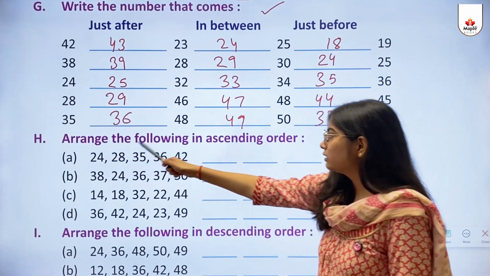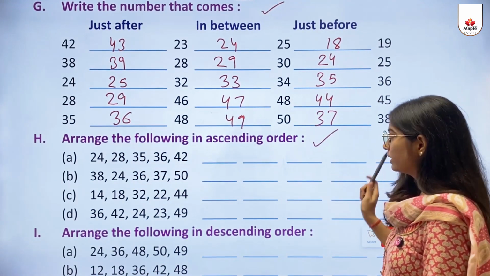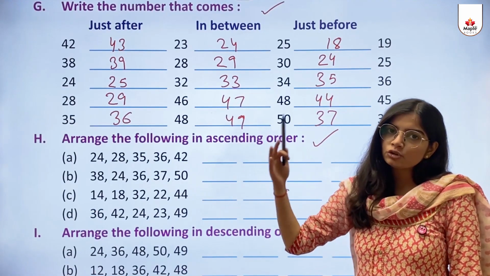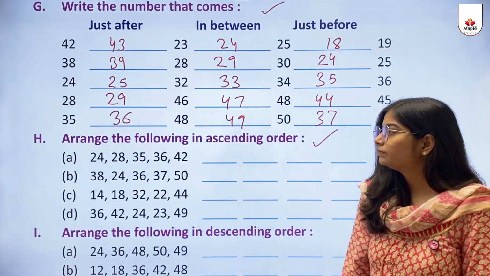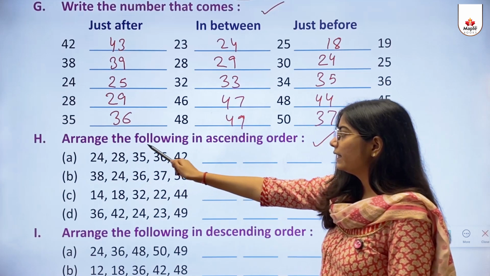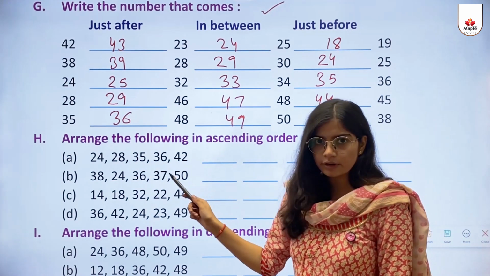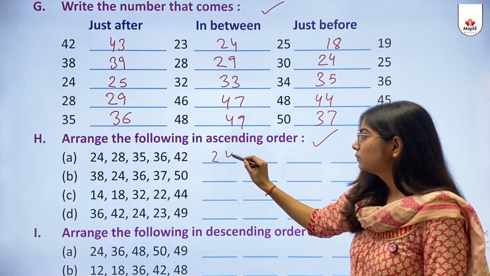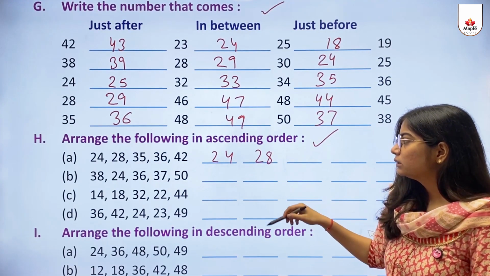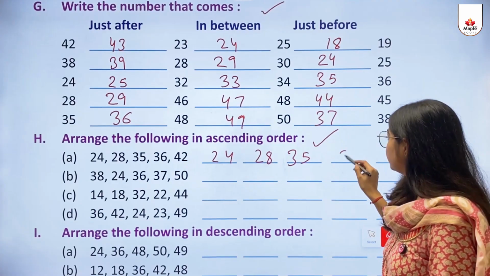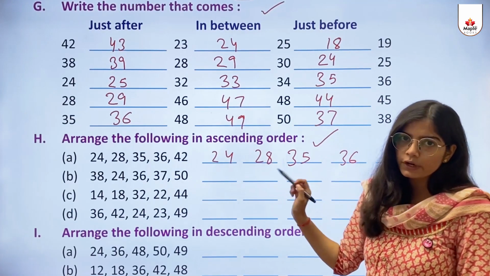Then H, arrange the following in ascending order. Okay. Means smallest to largest number. Okay. A, 24, 28, 35, 36, 42. Now the smallest one is 24. Then 28. Then 35. Then 36. And the largest one is 42.